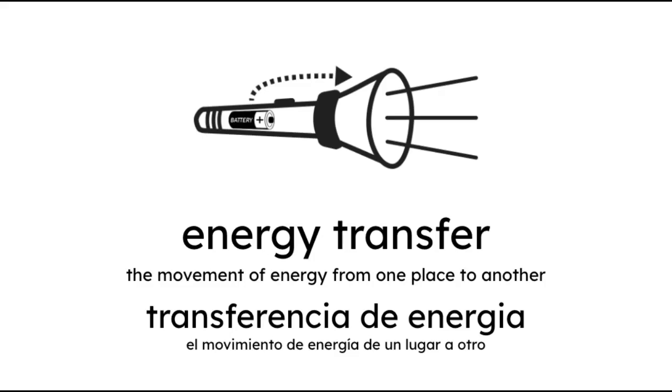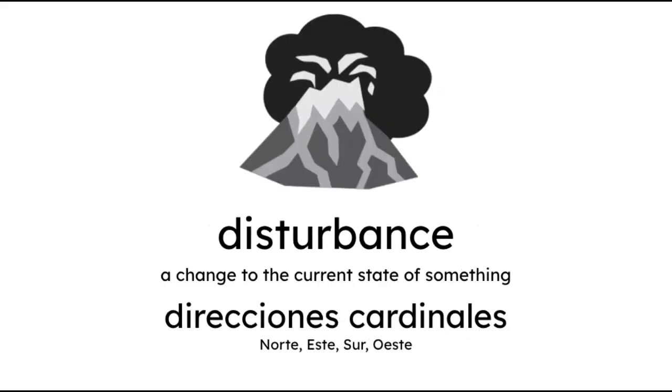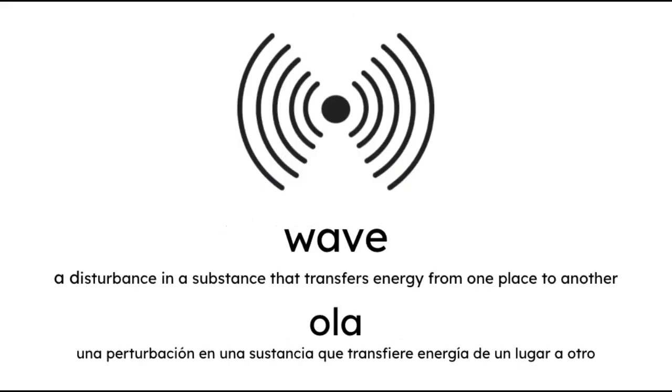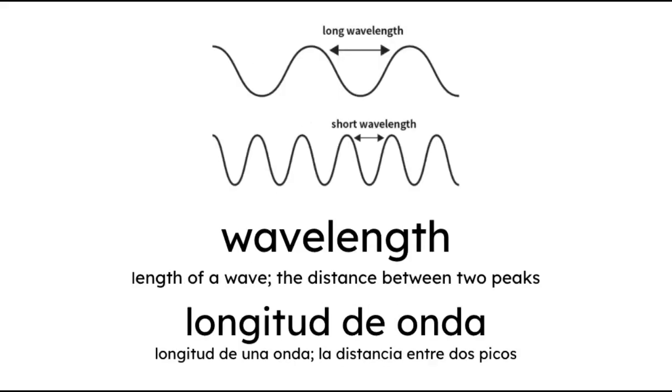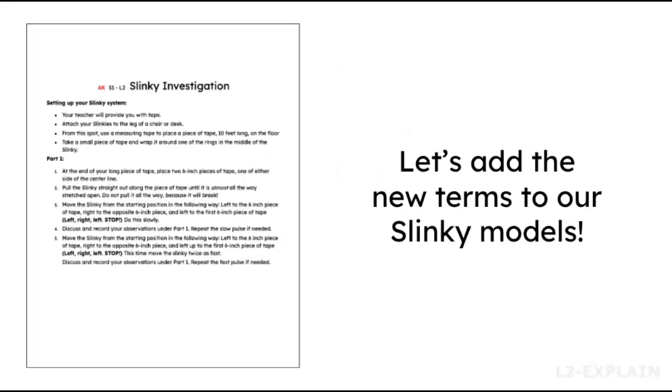During the discussion, you can post the energy transfer, disturbance, wave, peak, amplitude, and wavelength vocabulary cards. You'll have students add in the terms energy transfer, disturbance, and wave to the Part 2 diagram in their Slinky Investigation student journal page. You'll also encourage them to add parts of the wave and identify where energy is present in the diagram based on which parts are moving.